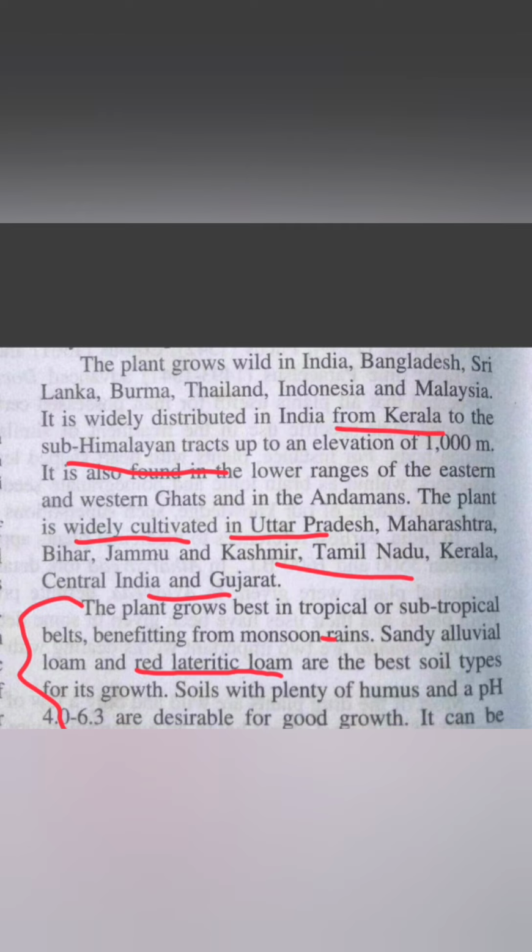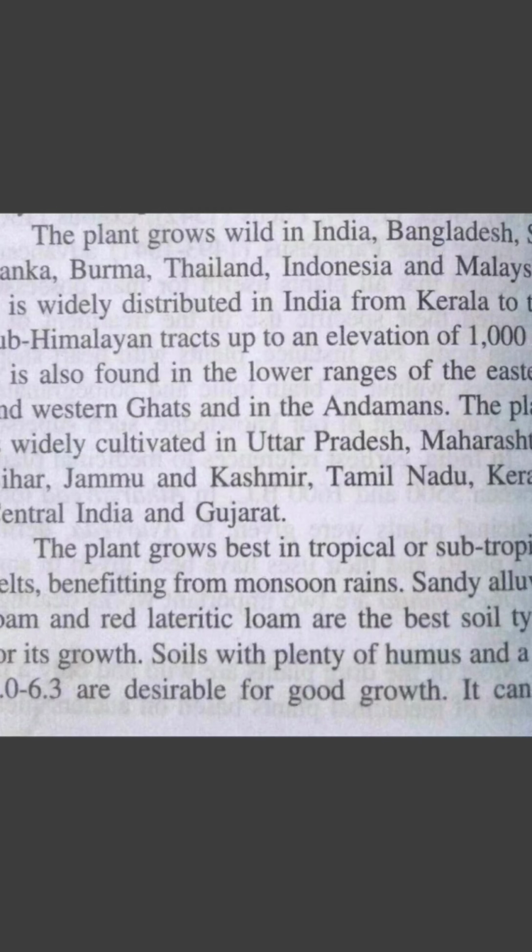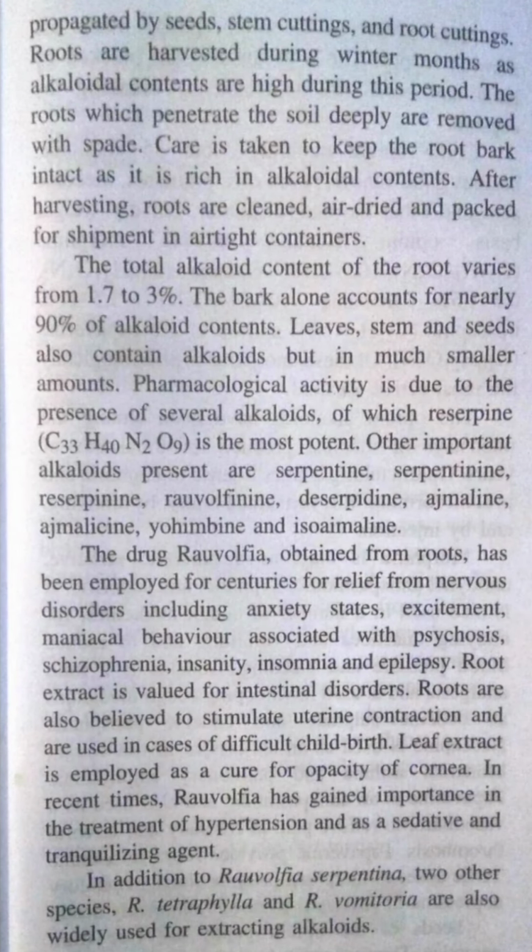And this plant requires plenty of humus, and a pH of about 4 to 6.3 is required for the good growth of this particular crop plant. Now coming to the cultivation. This crop plant can be propagated by seeds, and not only by seeds but even by stem cuttings as well as root cuttings. If it is propagated by root cuttings, these roots, because they are in the form of tubers, are harvested during winter months.